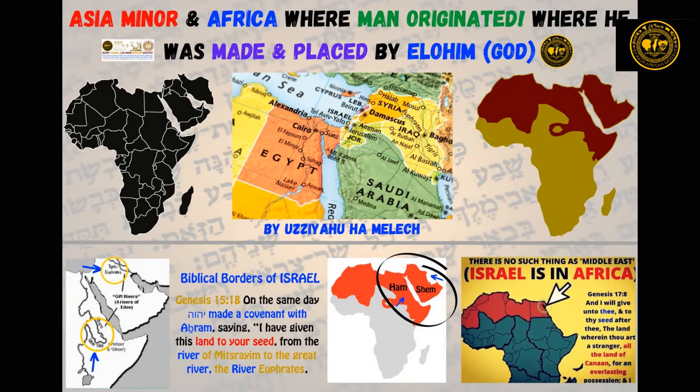Genesis 17:8. And I will give unto thee and to thy seed after thee the land wherein thou art a stranger, all the land of Canaan, for an everlasting possession. Okay, so we got Genesis 15:18, the biblical borders of Abraham, and then we get more specific. Genesis 17:8, all the land of Canaan.